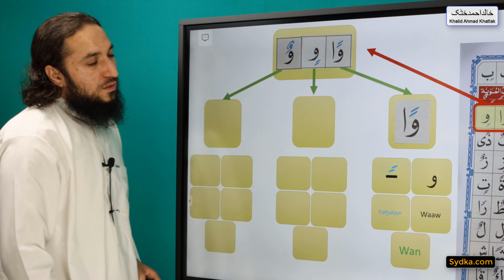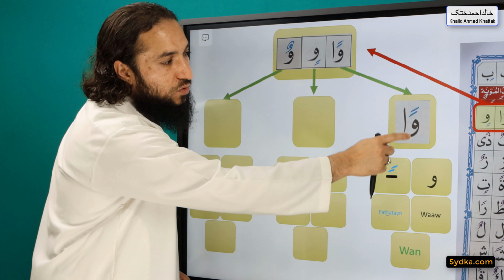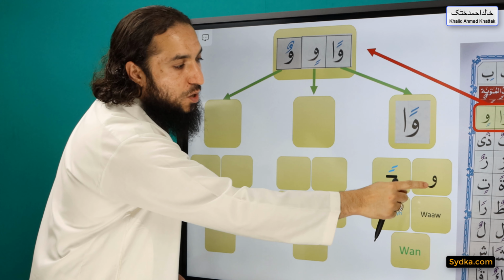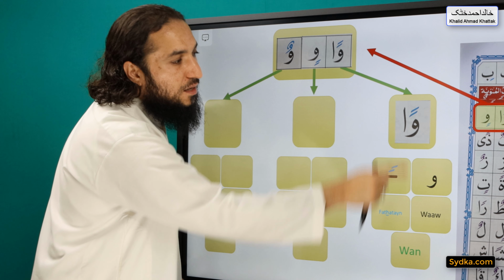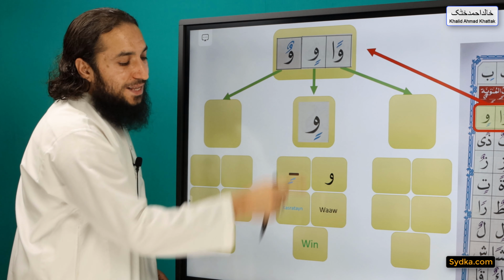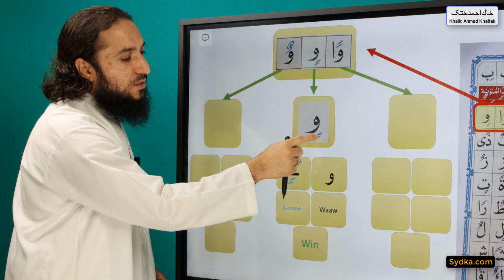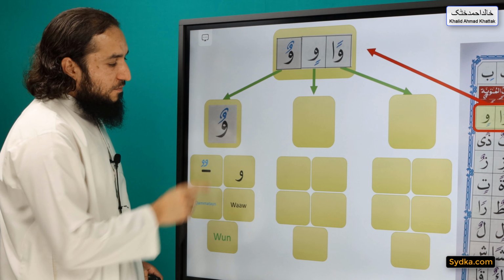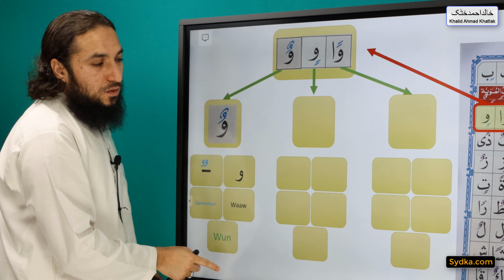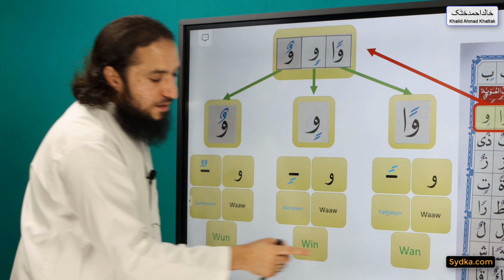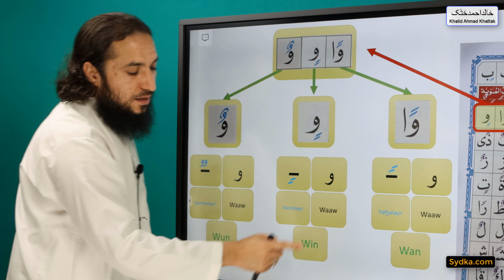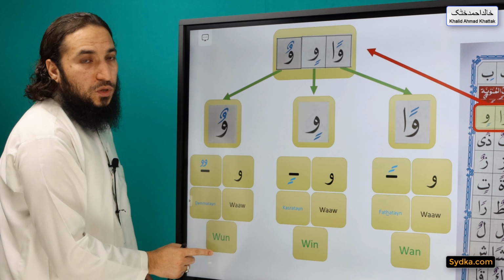The third set of syllables are for waw. So that's waw fatha, waw fathatain, and the alif is silent again. Waw fathatain wan. Waw kasratain win. Waw dhammatain wun. Wan, win, wun.